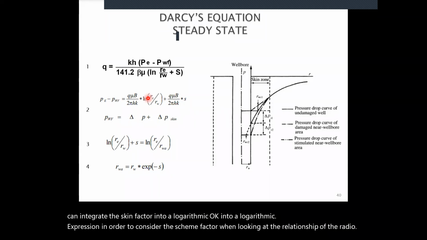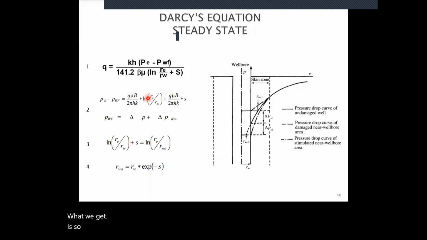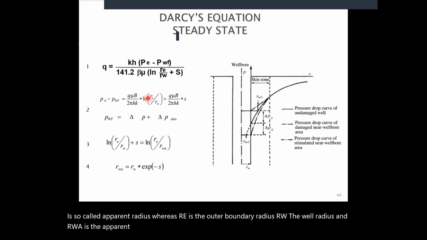What we get is the so-called apparent well radius, where RE is the outer boundary radius, RW the well radius, and RWA is the apparent wellbore radius in meters. Okay, so in equation 3, when we solve equation 3 by applying the power of E, it leads to equation number 4.